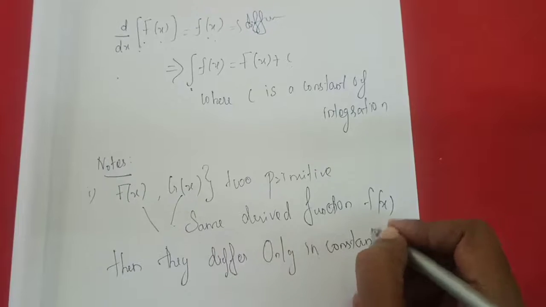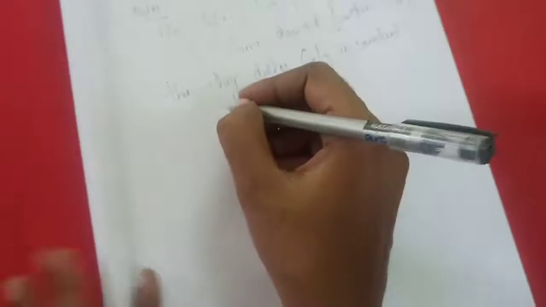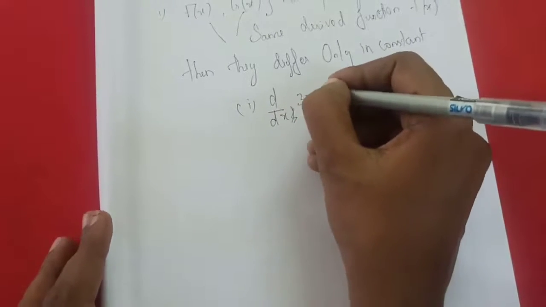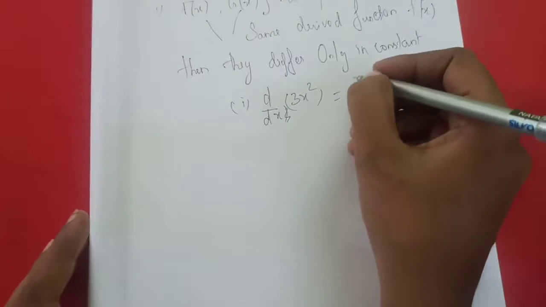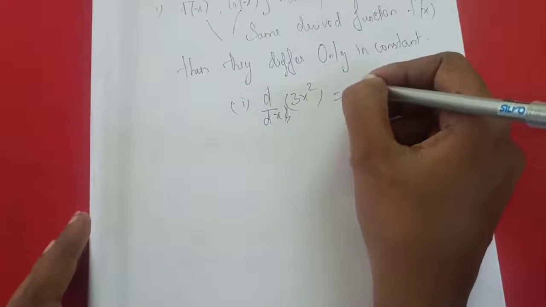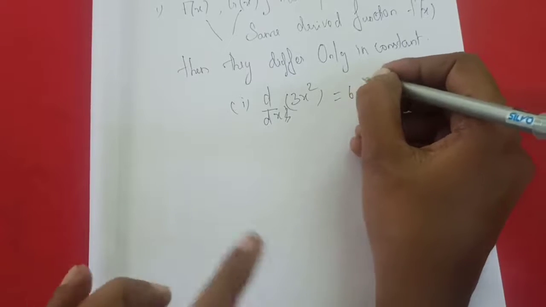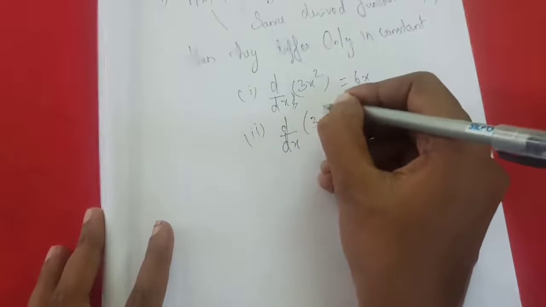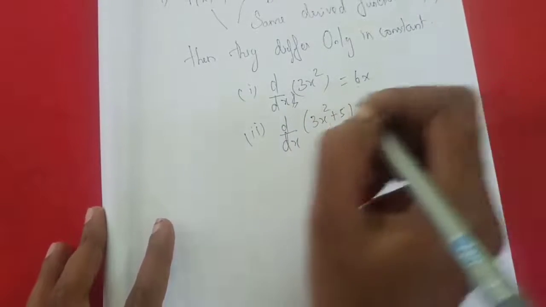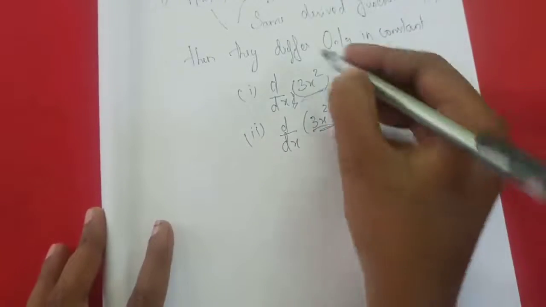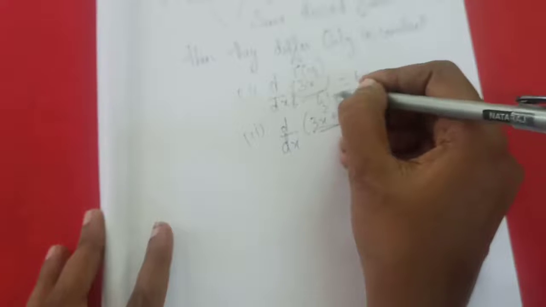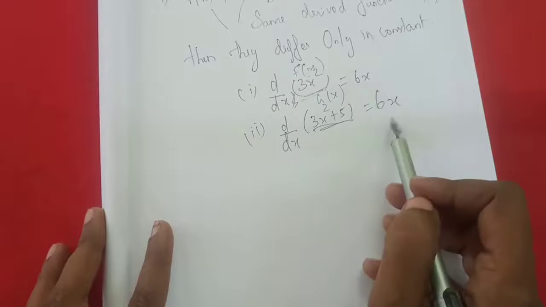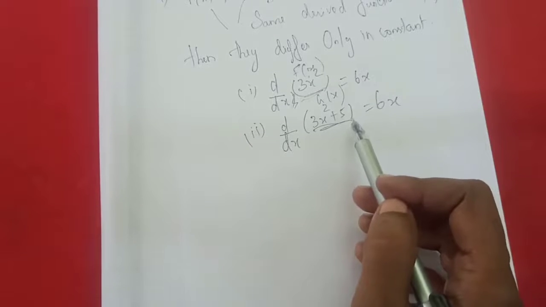Okay, so now I can give one more example for you. See here, first we have the known example, d by dx of 3x square. So what will we get when we are differentiating? 3 into 2 is 6, x power 2 minus 1, 6x. Is it right? Same as then if I am differentiating d by dx of 3x square plus 5, what will we get? This also 6x. Now see here, this one is capital F of x, this one is capital G of x. So these two primitive functions, when we are differentiating, we will get the same derived function. But they will differ only in constant.